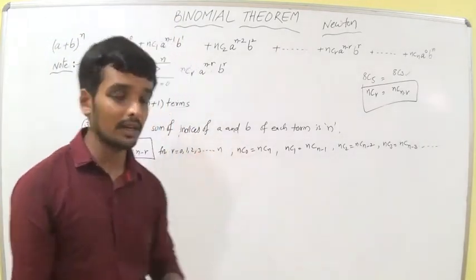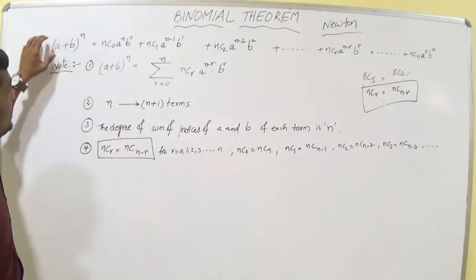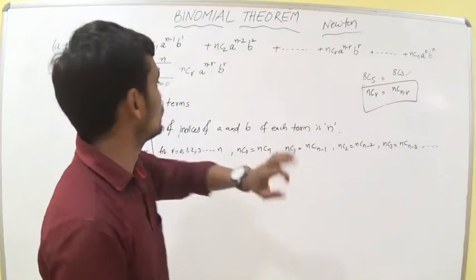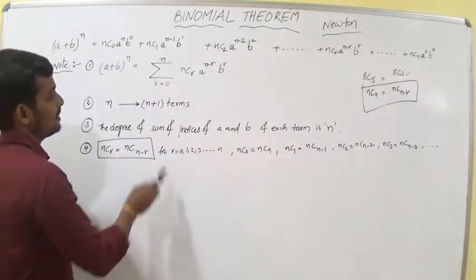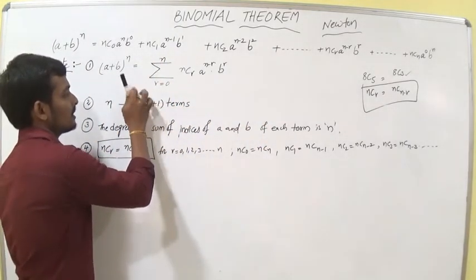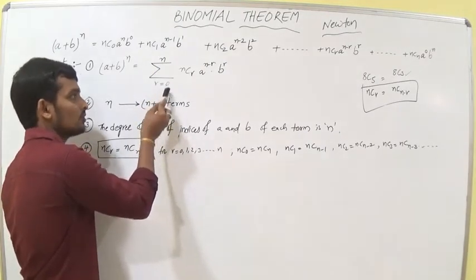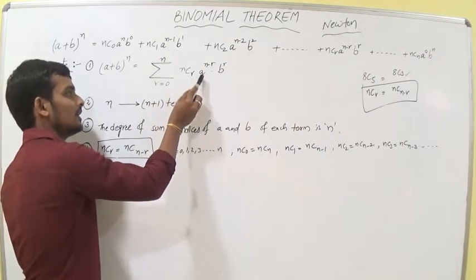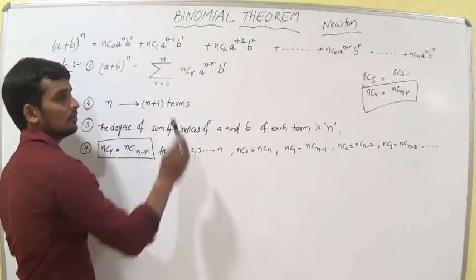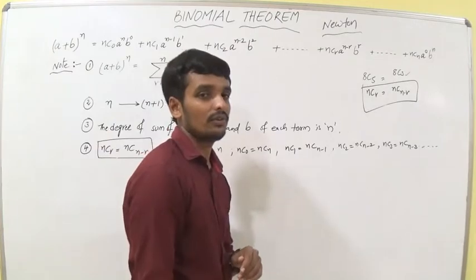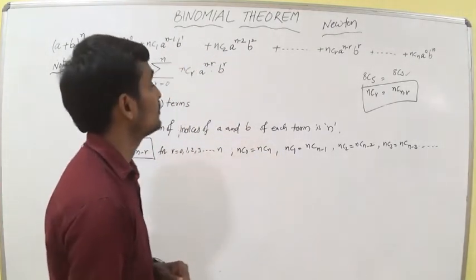I will explain again. First, I am writing this long expression in a shortcut form using summation. Summation, r is equal to 0 to n, nCr a power n minus r into b power r. This is the simplified form, a shortcut form, the simple form of the binomial theorem.